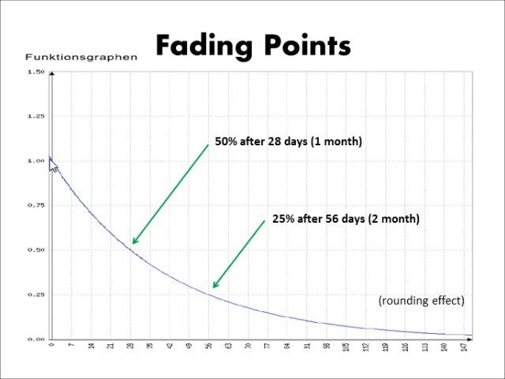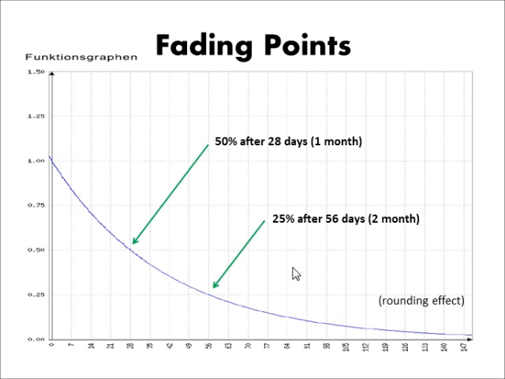The idea of fading points is that the older a task gets, or the deeper it is in the cleaning history, it counts less and less. So, for example, if cleaning the kitchen is 10 points, after 1 month it's just 5 points. After 2 months it's just 2.5 points. So the concept is really that tasks are fading away.